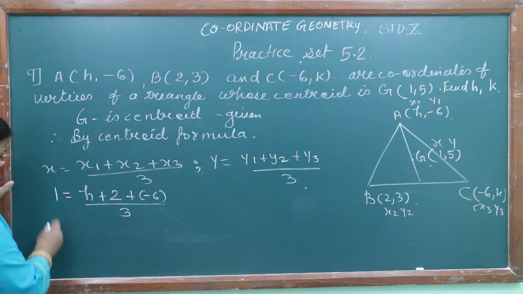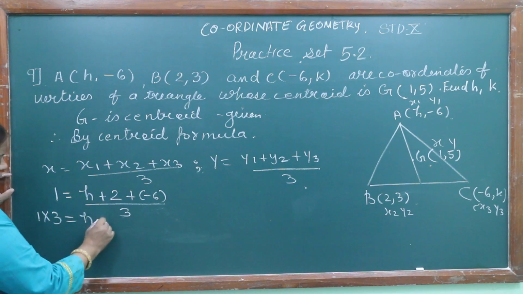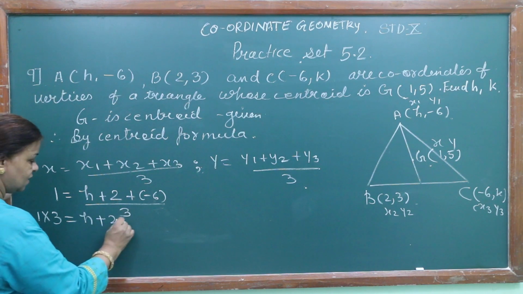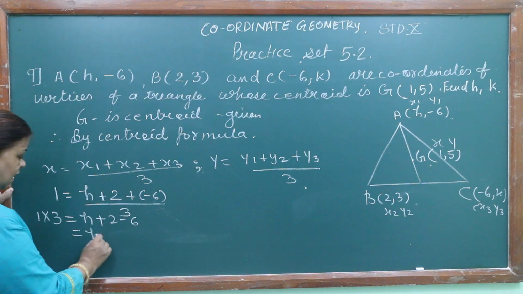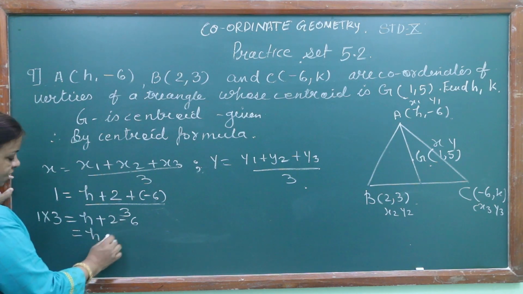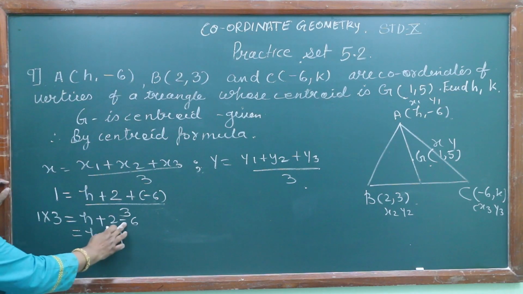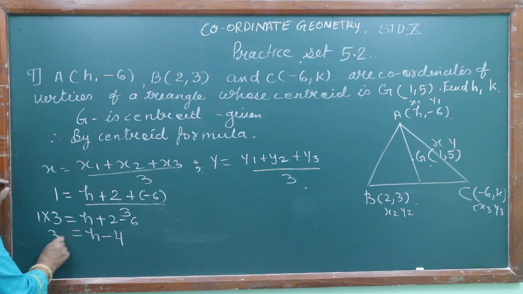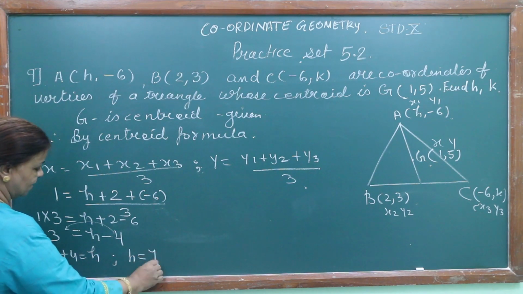So 3 will go and multiply with 1. 1 into 3 is equal to h plus 2 minus 6, which is equal to h. This is minus and the sign of the greater number would be minus 4. 6 minus 2 would be 4, but the sign of the greater number is minus. And 3, so 4 will move here. 3 plus 4 is equal to h. So we got h is equal to 7, children.